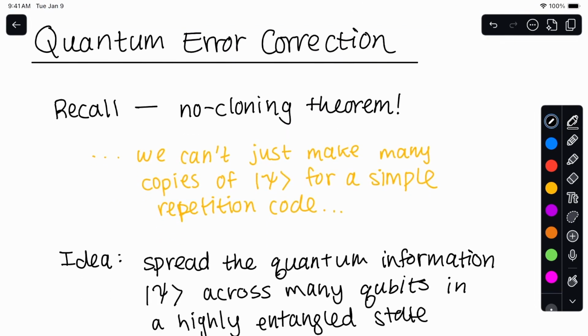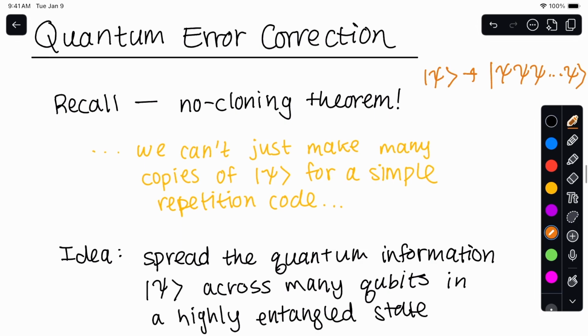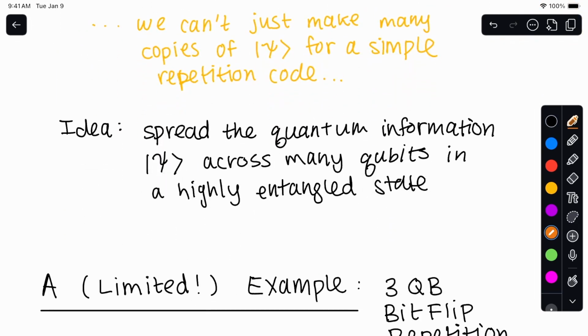We can't just do a simple repetition code like we did with a classical bit. We can't say, okay, I have my state psi, and then I'm just going to map it to psi, psi, psi. The reason that we can't do this is because of the no cloning theorem. You can't take an arbitrary quantum state and copy it onto another qubit. This is not allowed. So we need to come up with some other idea. And the idea is to spread the quantum information of the state psi across many qubits in a highly entangled state.